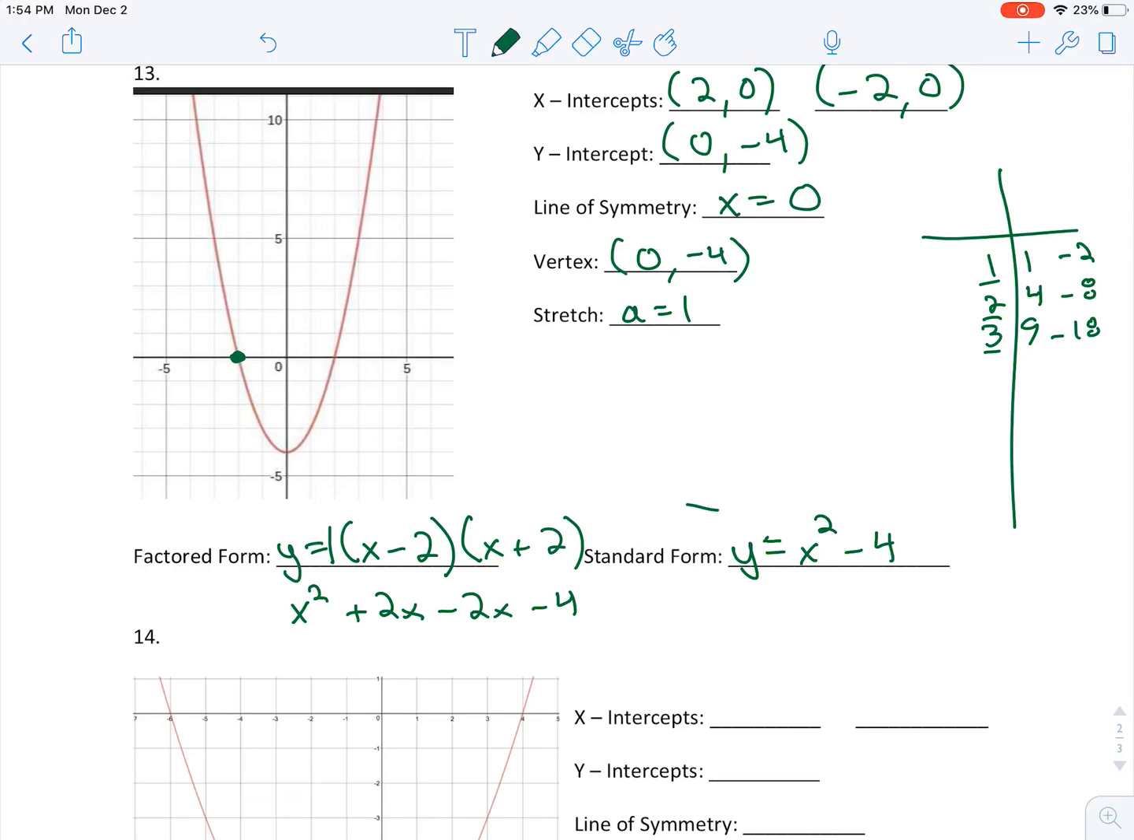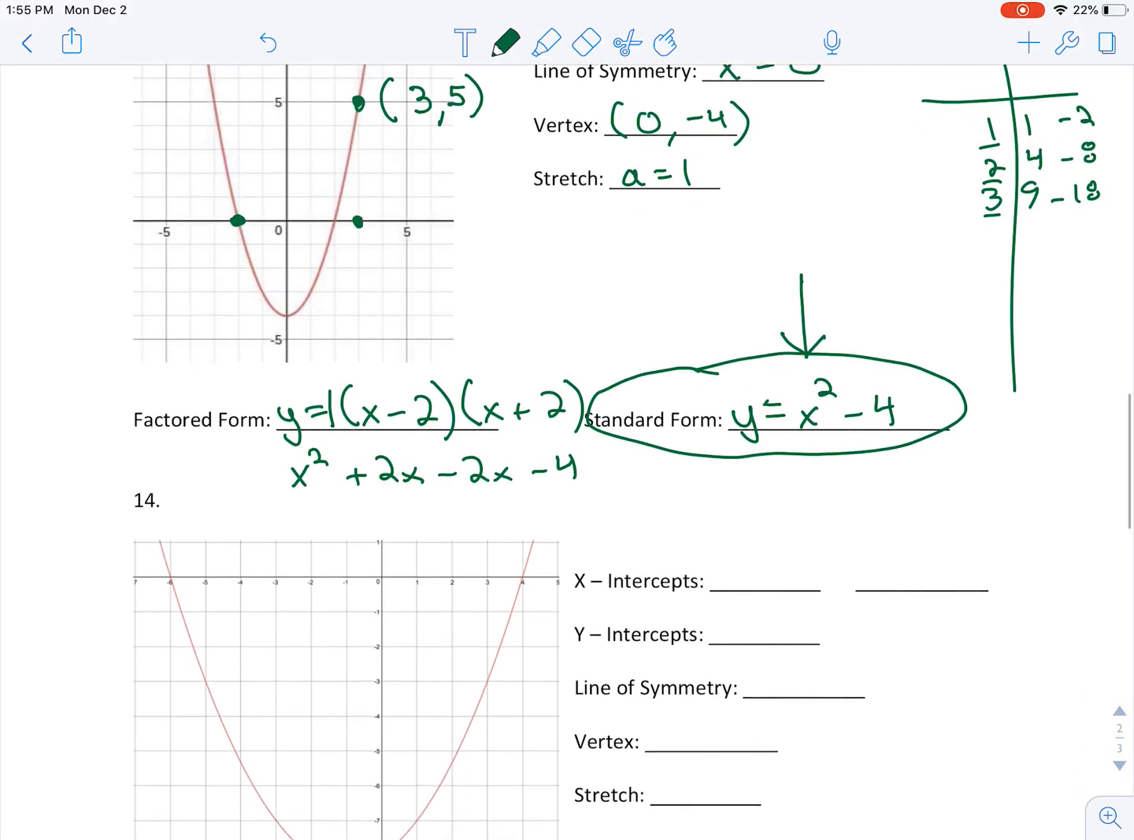Now, just to show you what this all means and how you can check your answer, I'm going to plug in a point. If I plug in this point right here, which is the point (3, 5), I can't tell you how much plugging in a point helps on all tests. So when I plug in 3, I better get 5. Is that true? 3 squared is 9, and 9 minus 4 is 5. So I know I have the right answer.